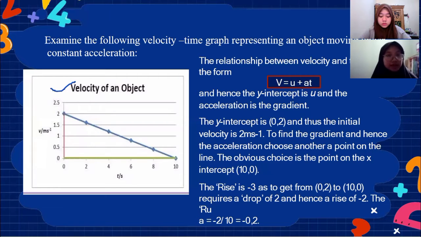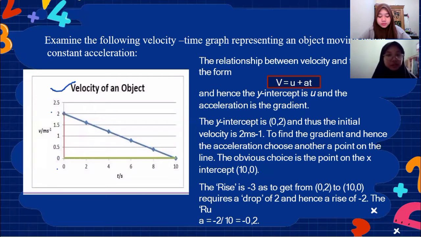The y-intercept is 2, where the line meets the y-axis, and thus the initial velocity is 2 meters per second. So to find the gradient and hence the acceleration, choose another point on the line.